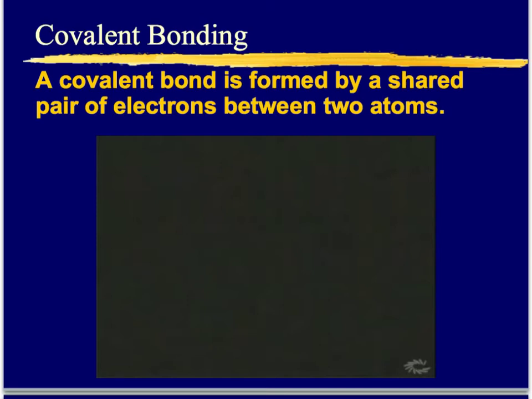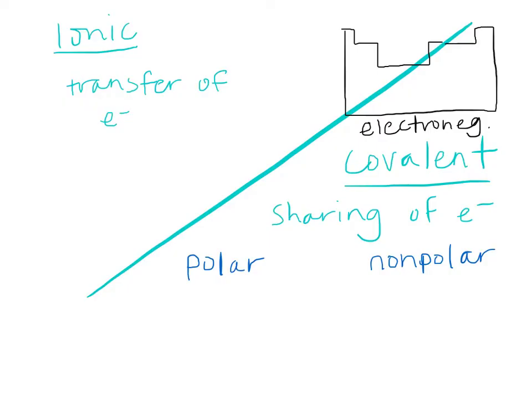Now the next type of bond that we're going to talk about is a covalent bond, where atoms share pairs of electrons between two atoms. On the last few slides we were discussing the difference between ionic and covalent bonds. Remember that an ionic bond is where we have a transfer of electrons, and one atom becomes a positively charged ion called a cation. The other becomes a negatively charged ion, also known as an anion, and the electrostatic attraction between them forms an ionic bond. In a covalent bond, we're sharing electrons.